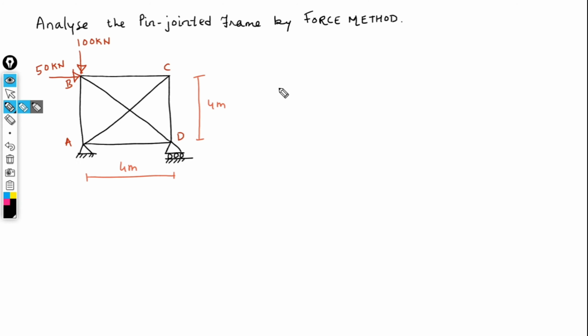Here we have a simple pin jointed frame problem. We are required to analyze it by force method or flexibility method. The very first step in the analysis of a structure by force method, flexibility method, is to find the degree of statical indeterminacy. But when we are dealing with a truss problem, a simple pin jointed frame problem, we need to determine internal indeterminacy as well as external indeterminacy.